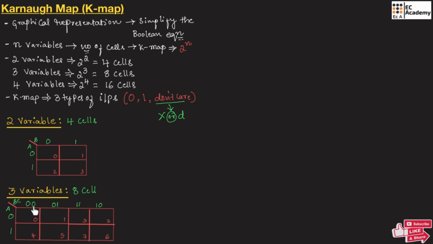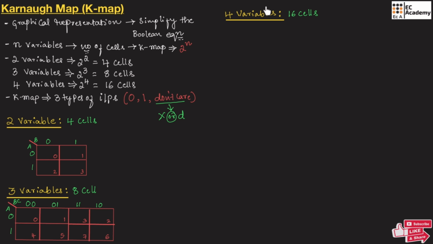Corresponding to these values, we can write the value of these cells. So 0, 0, 0 corresponds to 0, 0, 0, 1 corresponds to 1, 0, 1, 1 corresponds to 3, and 0, 1, 0 will be 2. Similarly, we have written 4 because 1, 0, 0 represents 4, then it is 5 because 1, 0, 1 is 5, then 1, 1, 1 is 7, and 1, 1, 0 is 6. So remember this K-map so that you can easily solve the problems.